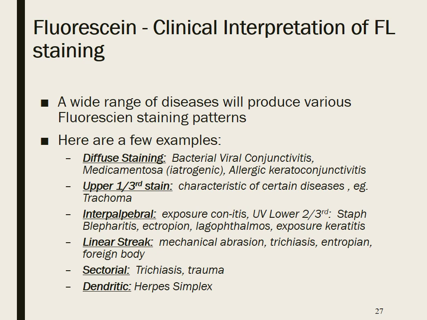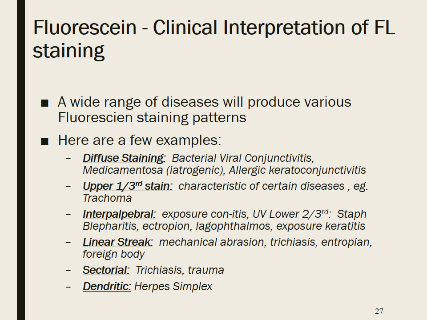And for clinical interpretation of fluorescein staining, a wide range of diseases will produce various staining patterns. It depends on the disease or the cause of the disease. Here are a few examples. Diffuse staining is because of bacterial or viral conjunctivitis and also probably allergic keratoconjunctivitis. And if the staining is upper one third, then it is characteristic of certain diseases such as trachoma.